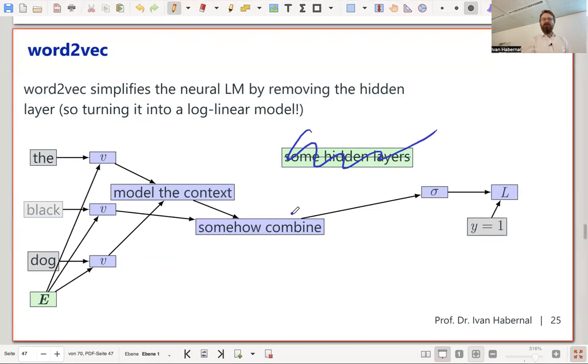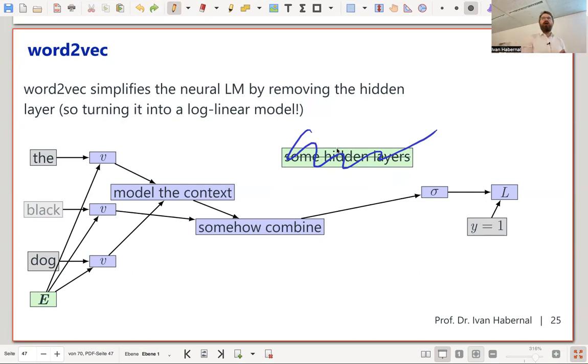And what we are left with is basically a log linear model. Here there will be a linear projection from these dimensions to a single scalar. So there will be one single linear projection, but no more hidden layers. Maybe we don't even need that, let's see later. We don't need multiple hidden layers with nonlinearities in there. We just make it a simple log linear model.